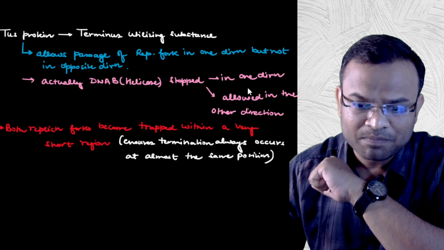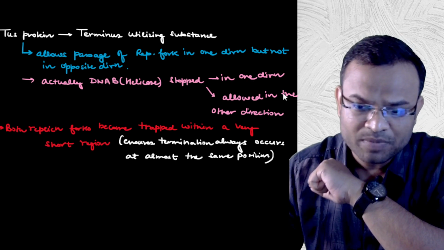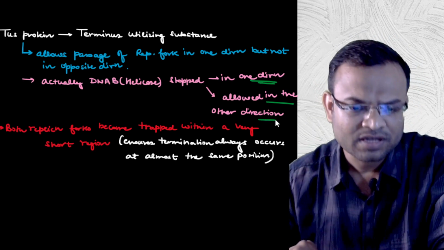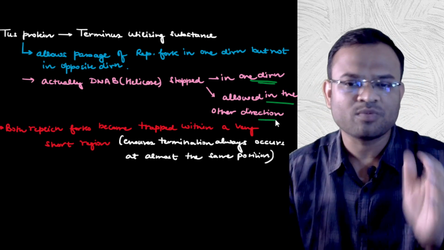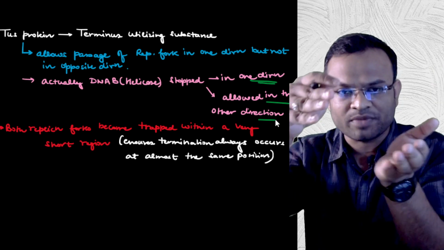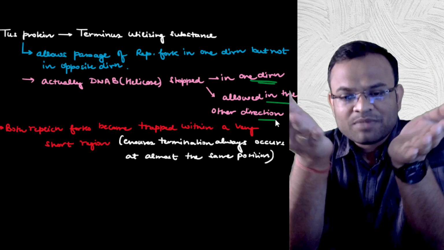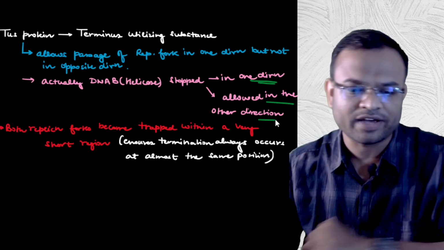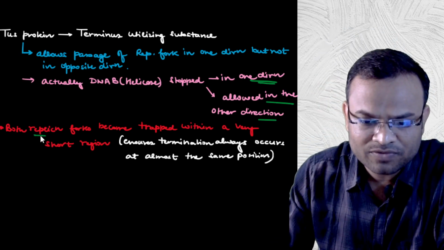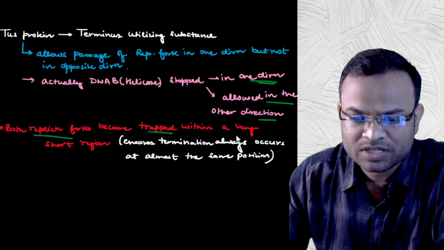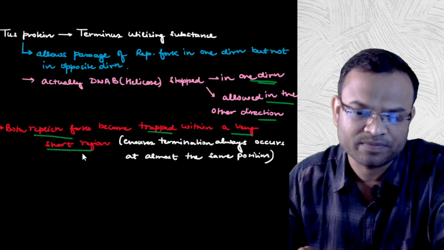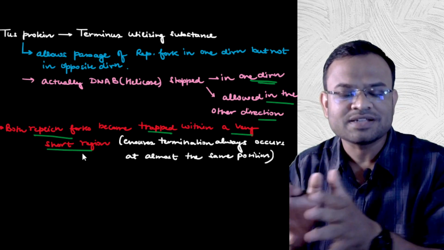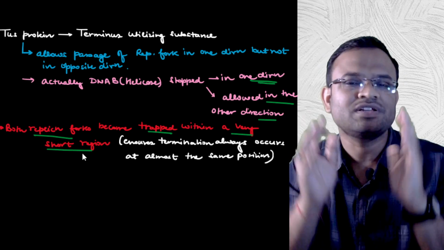Actually DNA B helicase is stopped in one direction and it is allowed in the other direction. We have discussed this. So both replication forks, one that is coming from here, one that is coming from here, become trapped in a very small region. I would be showing you this with the help of a diagram. So both replication forks become trapped within a very short region. So it ensures that termination occurs at almost the same position each time.